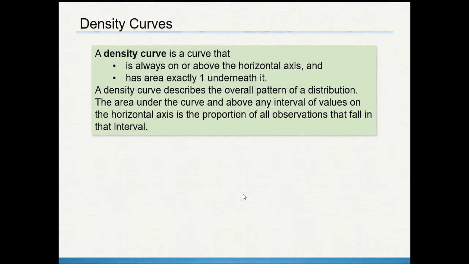A density curve is a curve that is always on or above the horizontal axis, and it has an area exactly 1 underneath it.